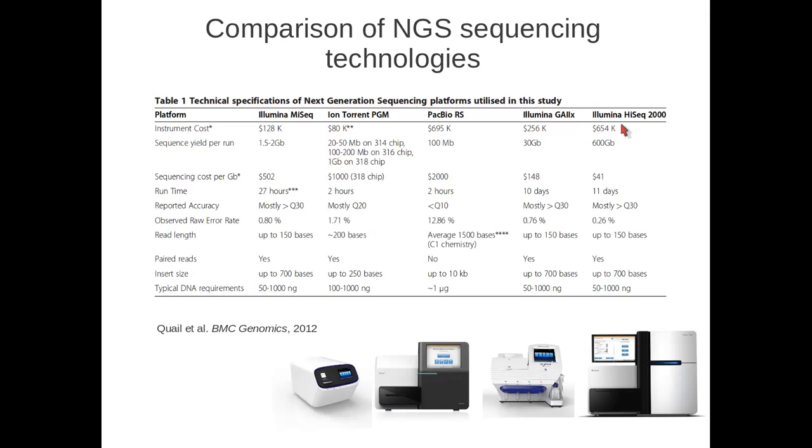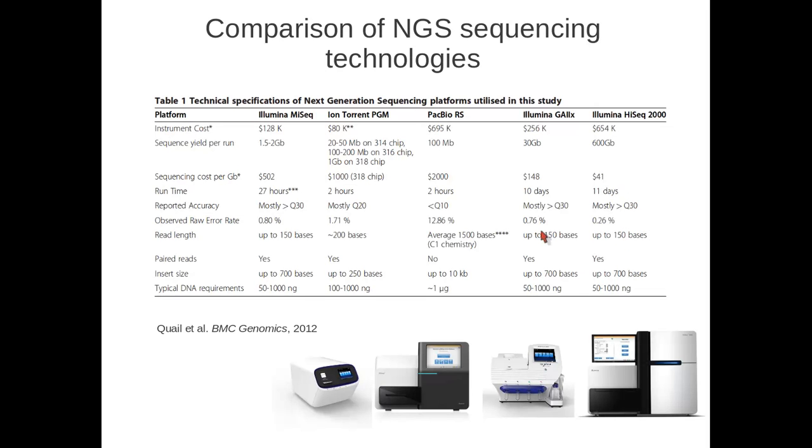Let's look at the cost of the machine itself. These are not cheap. You can't buy one for your home or one for your friends. It's $654K was the price. That went for the 2000. We're up to 2500 now. Here's the amount of sequence, 600 gigabases. That's what they quote on their website. I quoted you about 280 for a flow cell, so twice that is 560. They're saying 600 for both flow cells. We're getting close to that in practice.